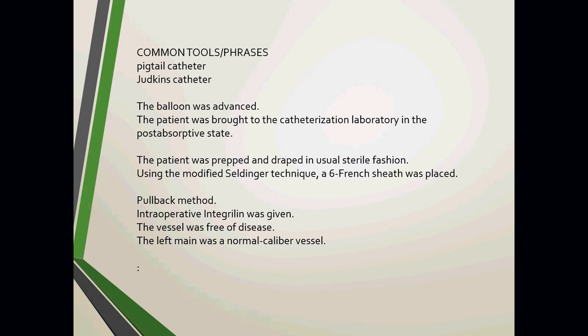These are some common tools and phrases. Judkins catheter, you'll hear this over and over. The balloon was advanced. The patient was brought to the catheterization laboratory in the post-absorptive state. Prepped and draped in the usual sterile fashion. You're going to hear that on almost every single report in some form or fashion, so make it a word expander. Using the modified Seldinger technique, a 6 French sheath was placed. Pullback method. Intraoperative Integrilin was given. The left main was a normal caliber, not caliper, but caliber vessel.